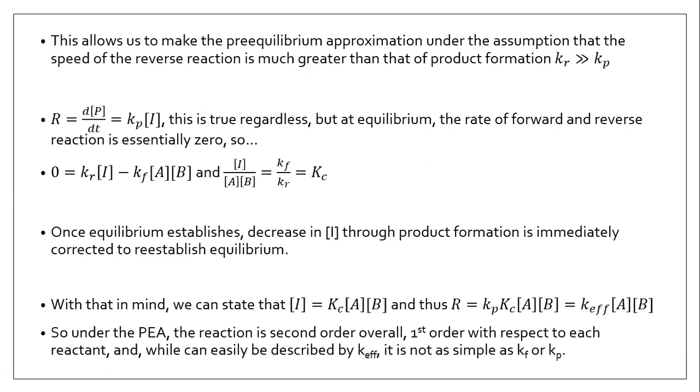And while it can easily be described by K effective, it is not simply looking at the K forward, so K1 or K2. It's actually a little bit more complex. It would be K1 K2 over K minus 1.